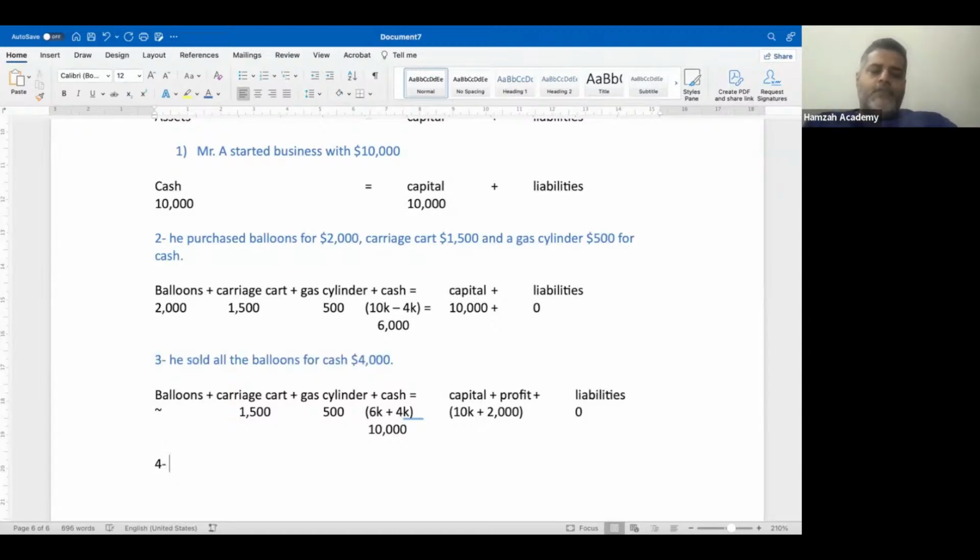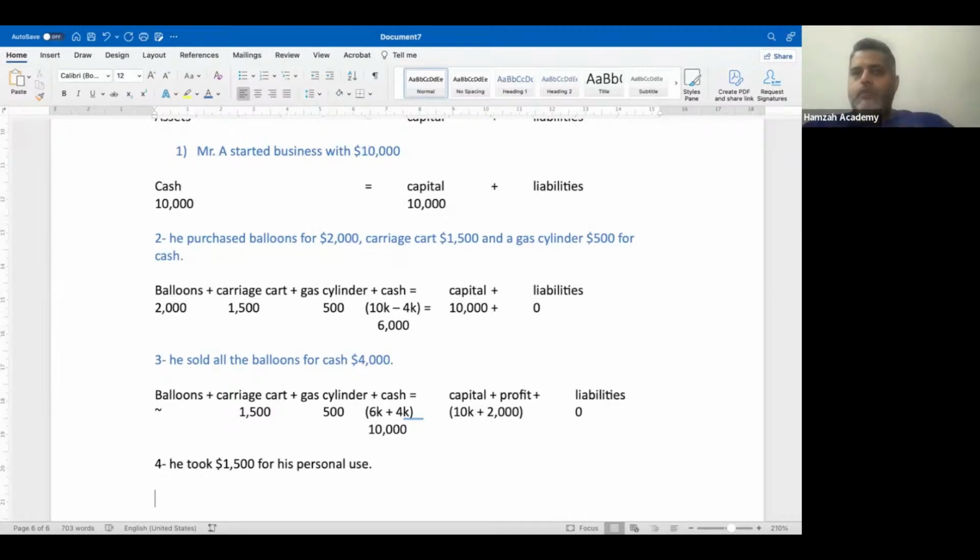Then now let's have the fourth one, and that is he took 1,500 for his personal use. He took $1,500 of the cash for his personal use. So the amount that we have, or he has, Mr.